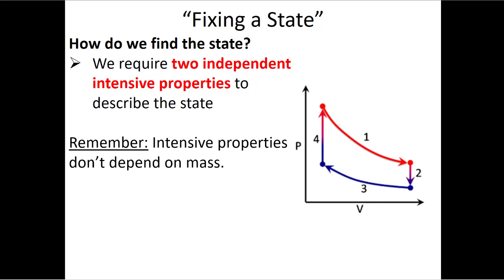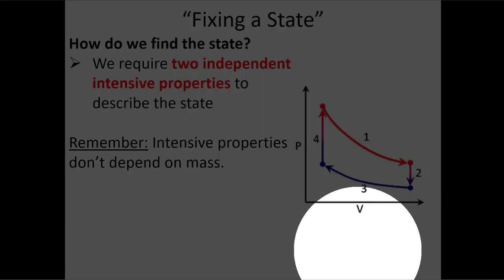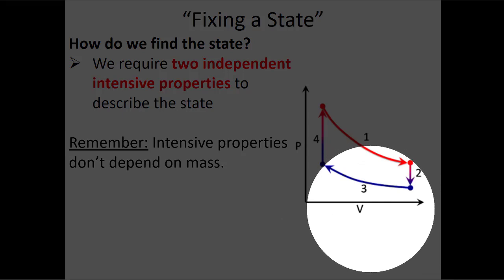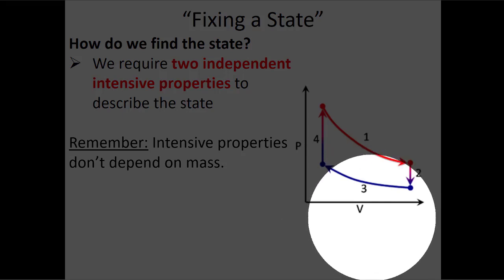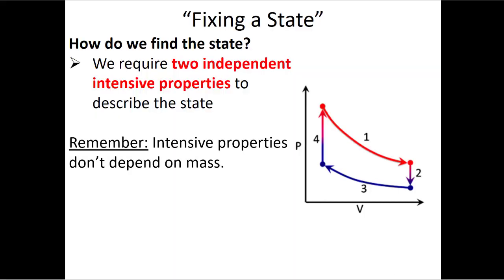So if you have an extensive property, something like internal energy, what we would typically do is divide it by the mass, and then we would get the intensive version of that property, and we'd put the word specific in front of it. So then we'd have specific internal energy. Now this is pressure versus volume, and volume is also an extensive property. So on tables, when we're looking things up, we'll talk about specific volume, which is the volume divided by the mass. It's also the inverse of density.